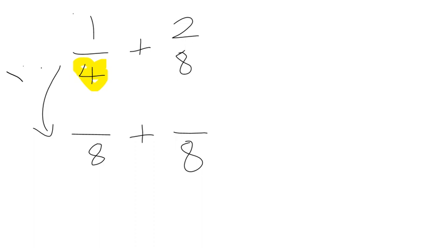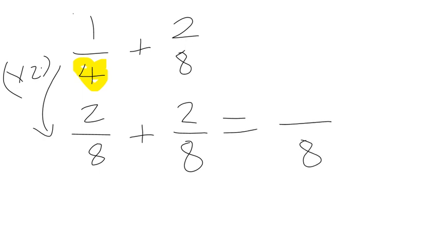So multiplying this full fraction by 2, 4 times by 2 is 8, 1 times by 2 is 2, and therefore I'm going to keep that 2 the same as well. The denominator stays as 8. The numerator is 2 plus 2 is 4, which gives me an answer of 4/8, which when simplified would actually be a half.